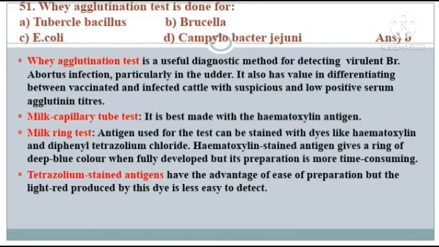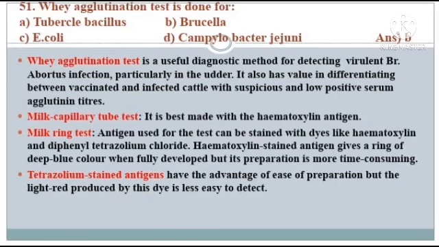Whey agglutination test is done for? The answer is option B, Brucella. Whey agglutination test is a useful diagnostic method for detecting virulent abortus infection, particularly in the udder.